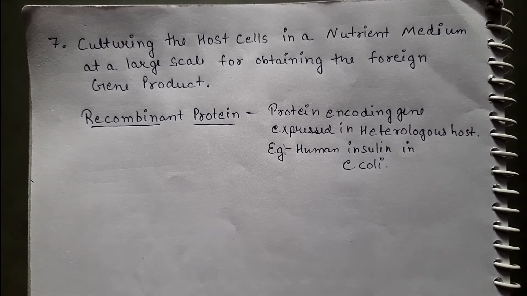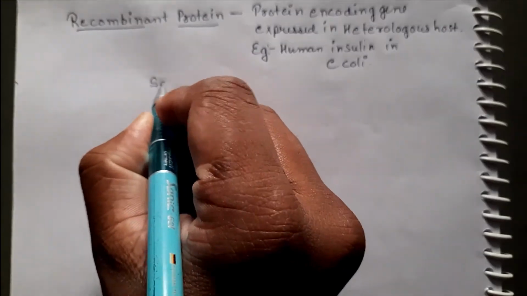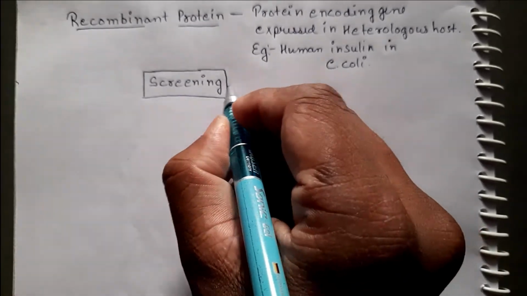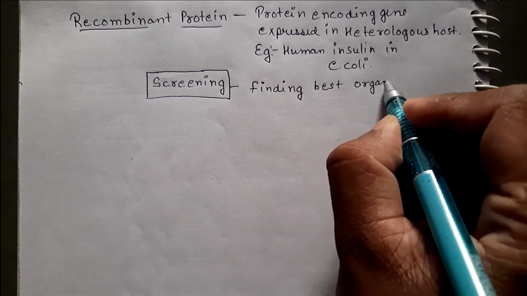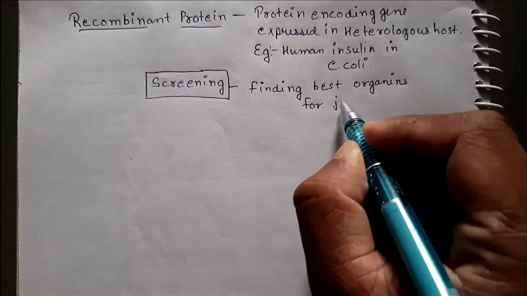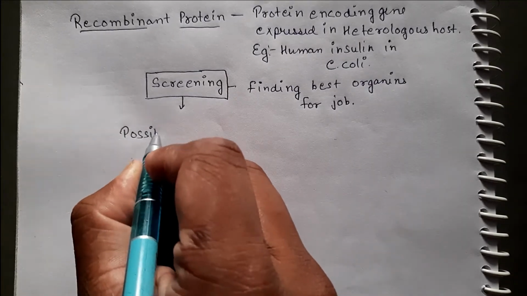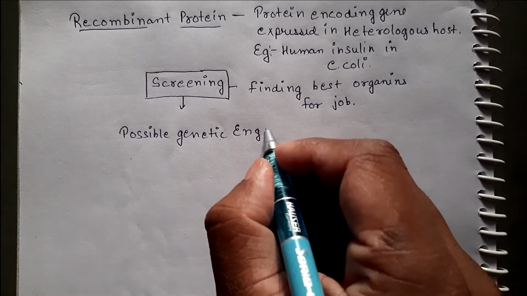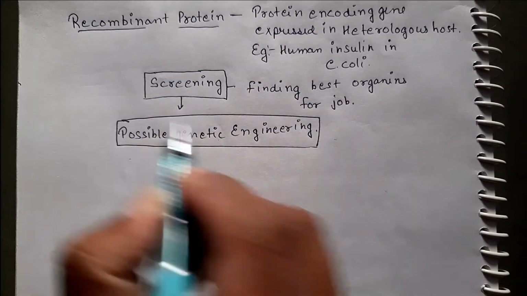Now we are going to make a flowchart of the process of RDT, in which you will understand how the RDT process is actually performed in the practical world. The first step is screening. Screening means finding the best organism for the job. To get our desired product, we have to find the best organism that can produce it. The second step is possible genetic engineering. We have already discussed genetic engineering, how to make an organism competent and recombinant DNA, in our previous videos. So you can go and watch that if you don't know about it.